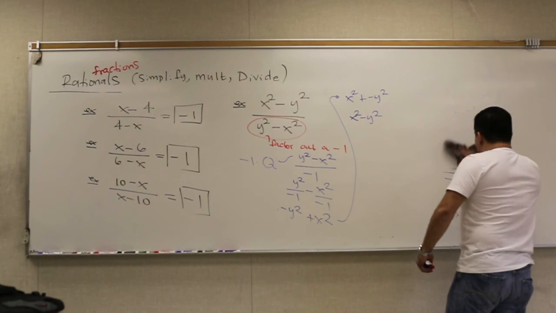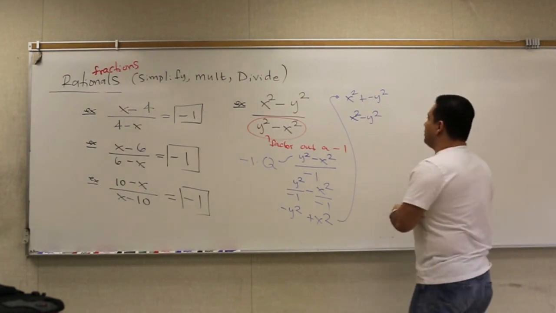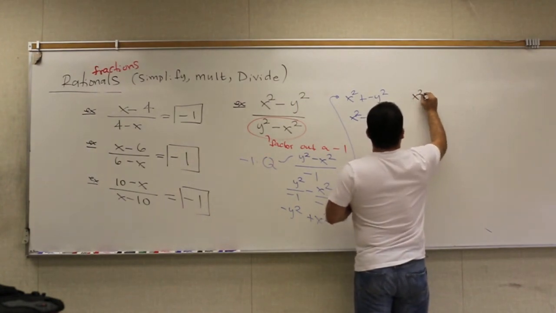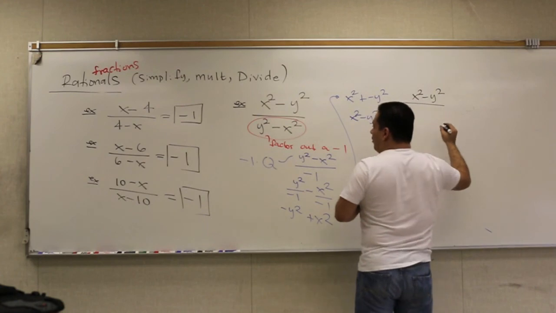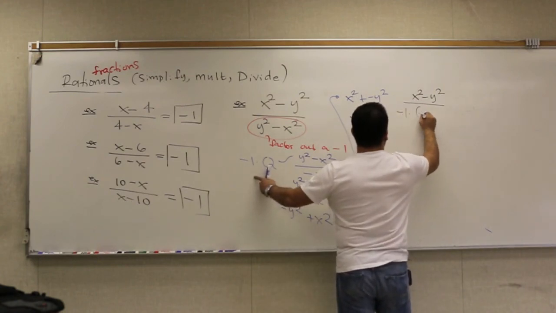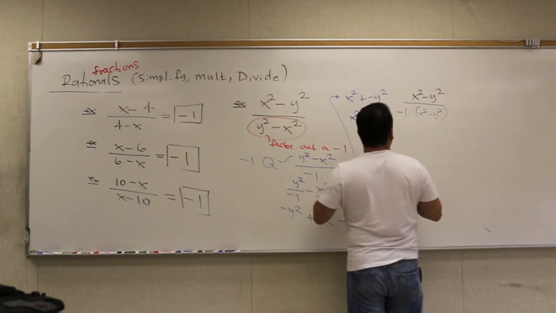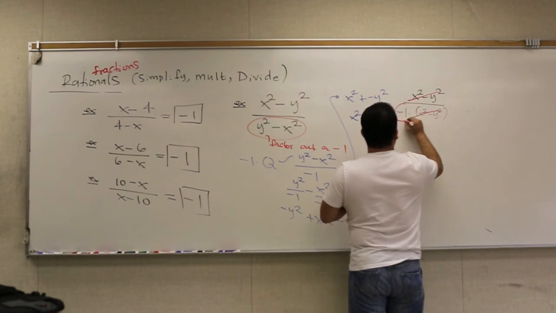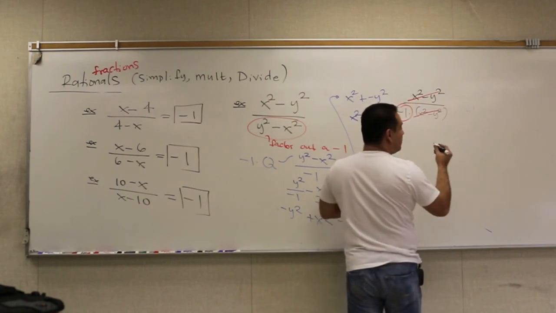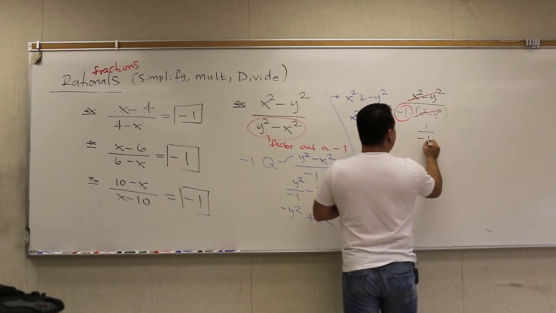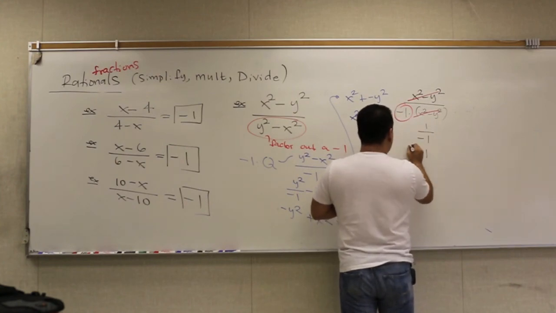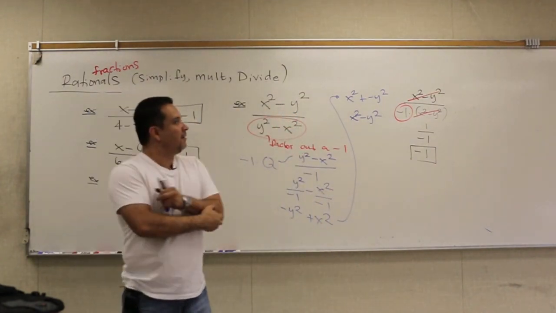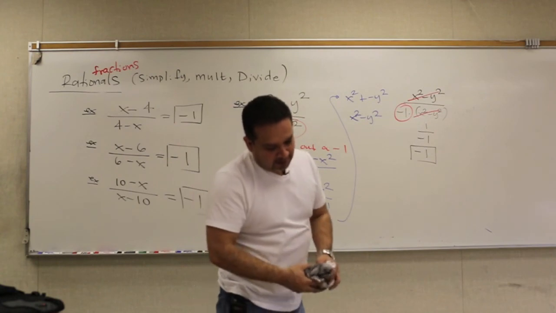Just like before, factoring out your negative 1 reverses that situation, meaning you have x squared minus y squared over negative 1 times x squared minus y squared. And what goes away? The x squared minus y squared. What do you have left? 1 over negative 1. A positive divided by negative is negative 1. You're right. Lucky guess.